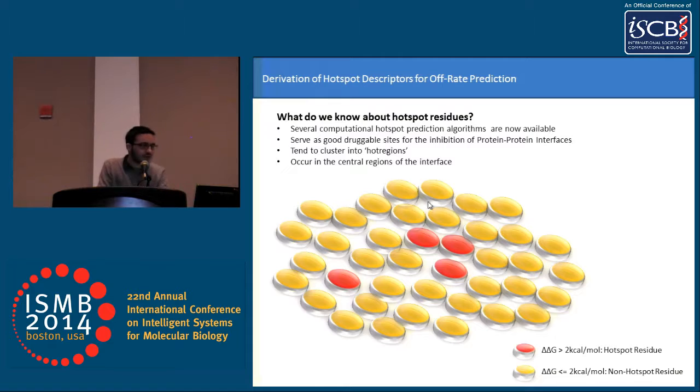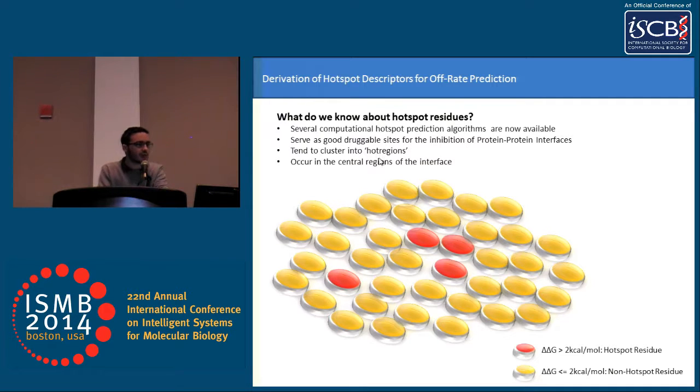Now, work on hotspots can be categorized into, let's say, three scenarios. First, we have quite a good number of computational hotspot prediction algorithms. The problem is that we don't have a lot of applications so far for them. One interesting application is that hotspots serve as very good druggable sites in protein-protein interfaces.